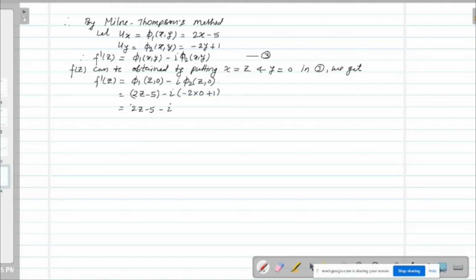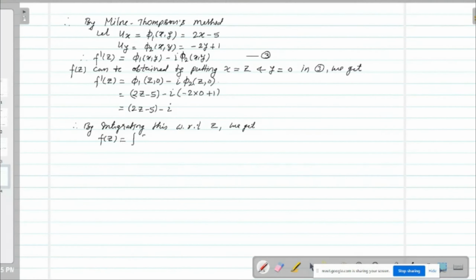So now what do I have to do? We just integrate. This is a function of z, so we integrate this with respect to z. So by integrating this with respect to z, we get f of z equal to what?